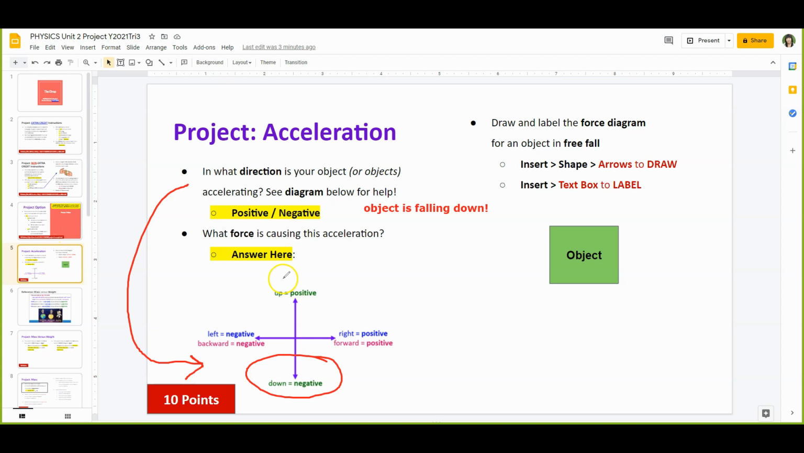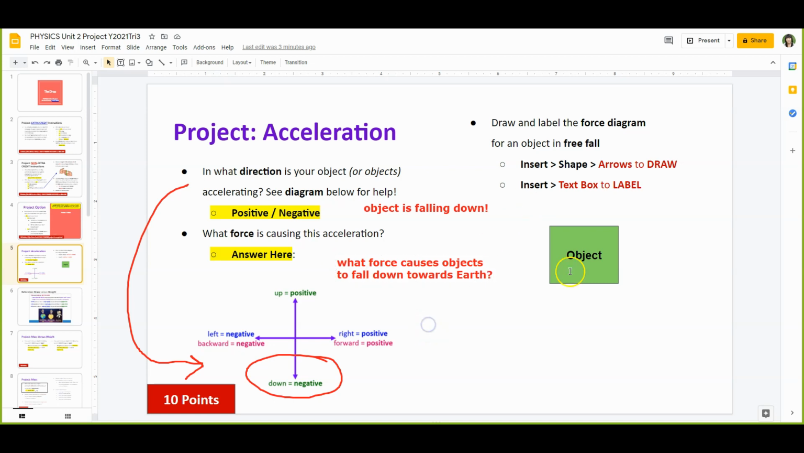Again, you can see this diagram right here. Then for the force that's causing that acceleration, think about what force causes objects to fall down towards Earth. This is something that we talked about in class.